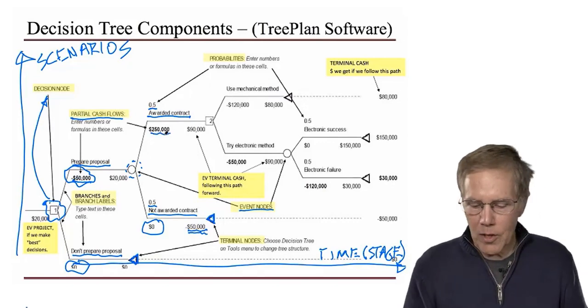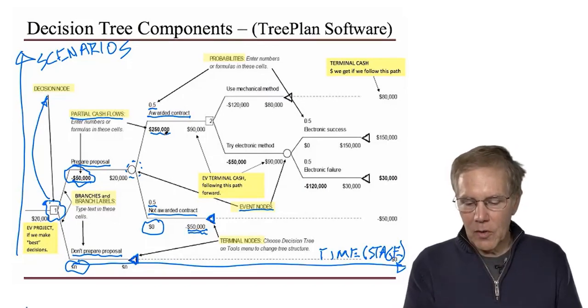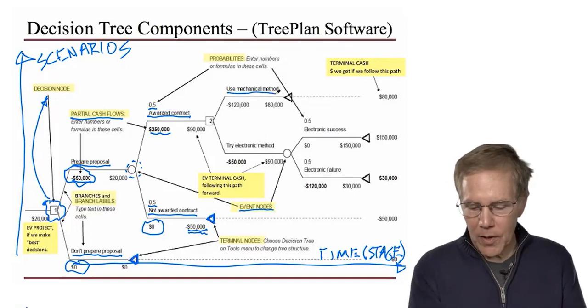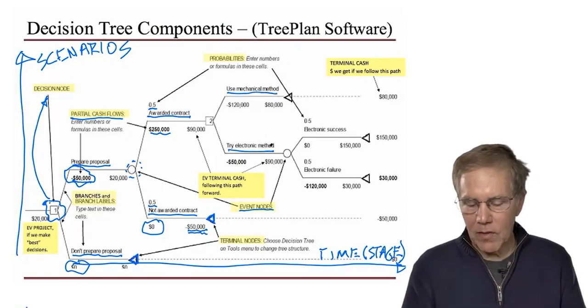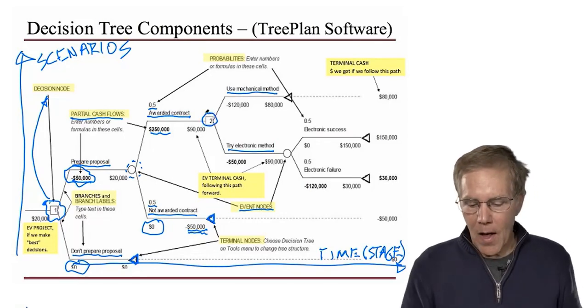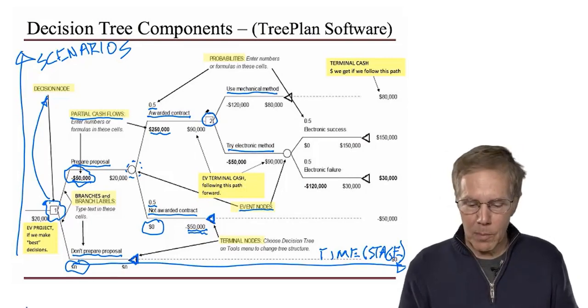All right, so let's continue on and say that we are awarded the contract, in which case we get awarded $250,000 to help us develop this, and we can use two methods to develop this project, a mechanical method or an electronic method. So what does that mean? It means we have another decision node here. Are we going to use the mechanical method, or are we going to try the electronic method?